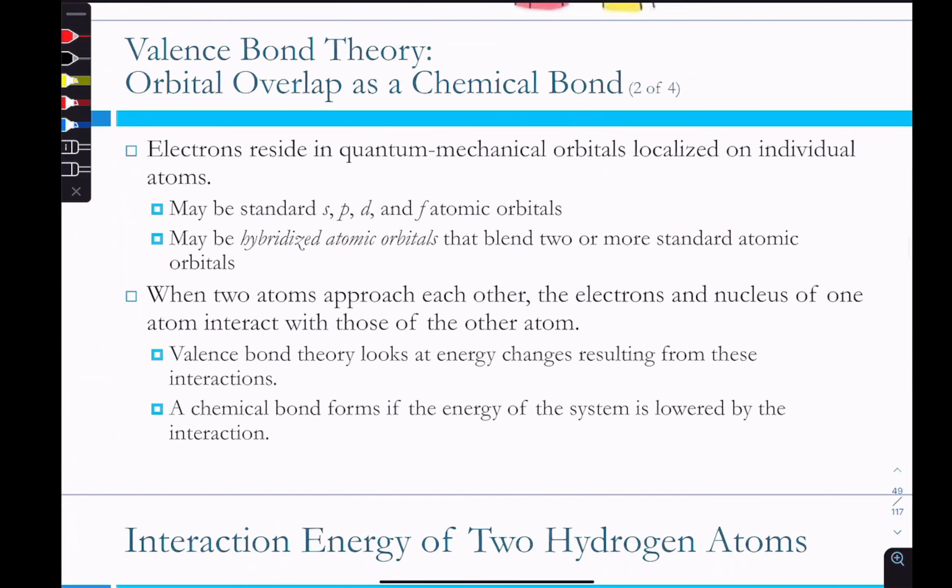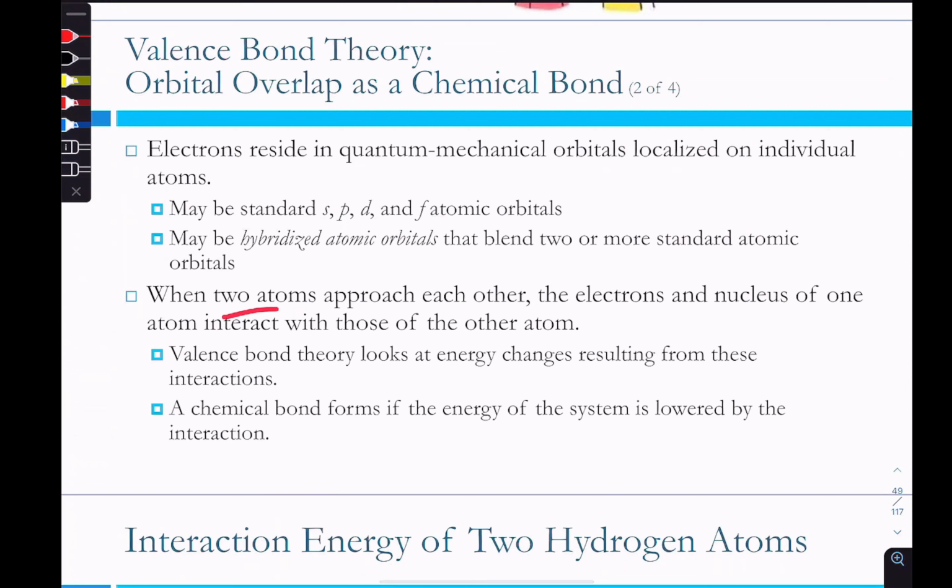Valence bond theory, the core of this: orbitals overlap as a chemical bond. So electrons reside in quantum mechanical orbitals that are localized on individual atoms. They may be standard s, p, d, and f atomic orbitals, or they can be hybridized atomic orbitals that blend two or more standard atomic orbitals. So that's what we're going to talk about today. Figuring out how they're hybridized is actually not that hard.